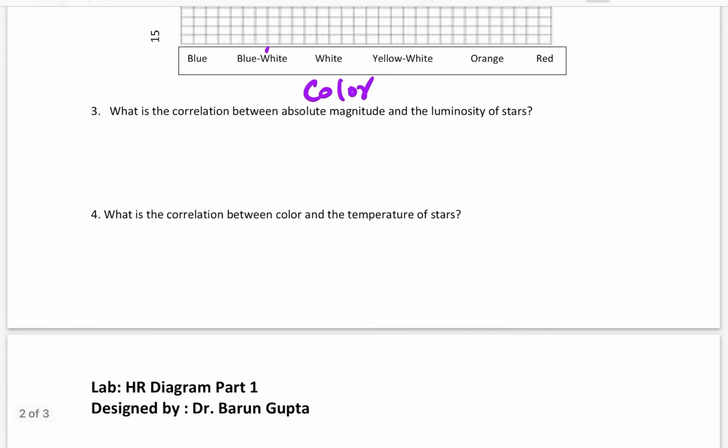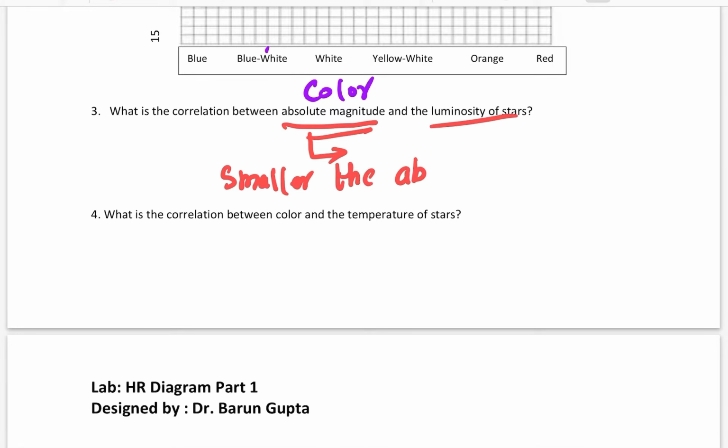Now what it's asking here is, what is the correlation between the absolute magnitude and the luminosity of a star? As I mentioned earlier, the absolute magnitude of a star is inversely related to the luminosity of the star. So that means the smaller the absolute magnitude is, the greater is the luminosity.